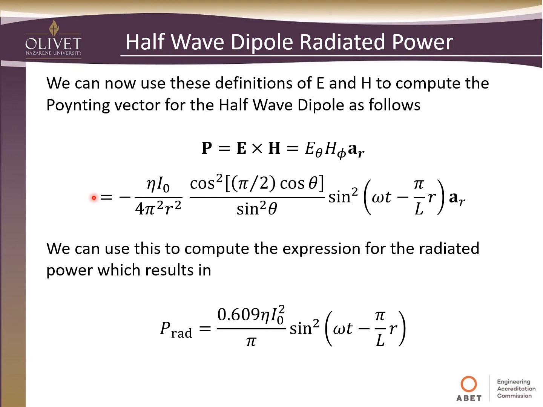And so the Poynting vector can now be used to compute an expression for the radiated power, just as we did with the Hertzian. And when we plug those numbers in, again, just to save time, our expression for the radiated power for a half-wave dipole is this equation here.